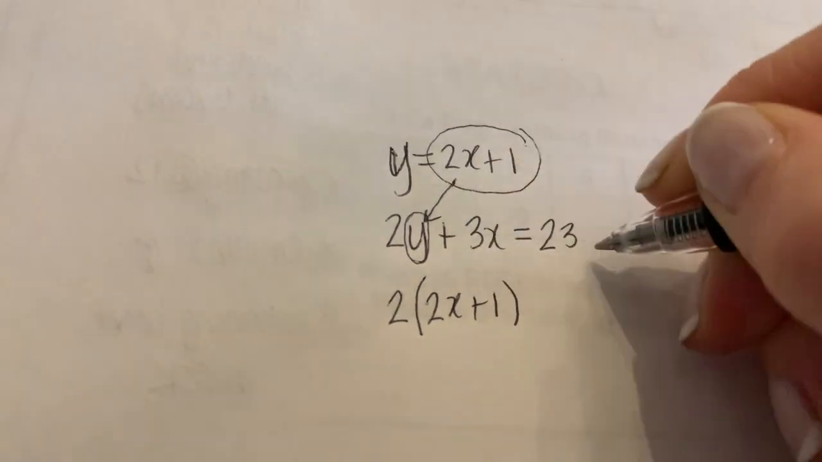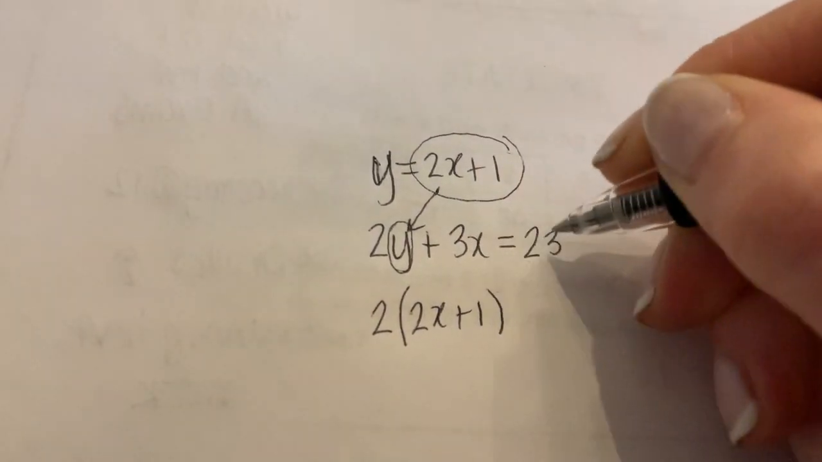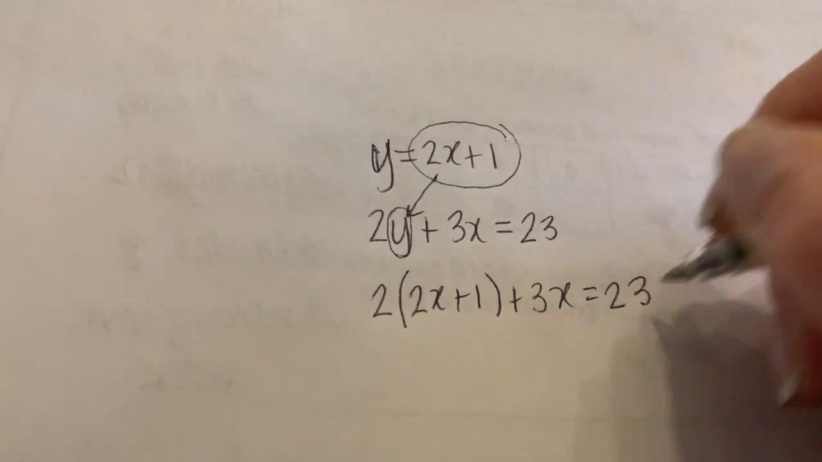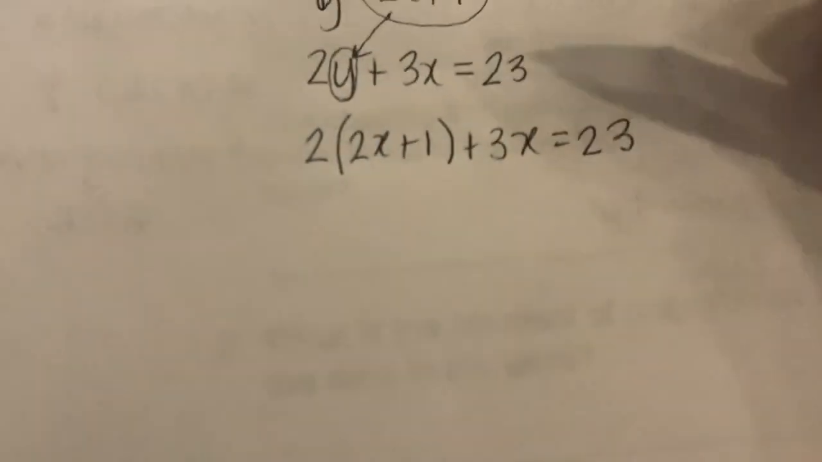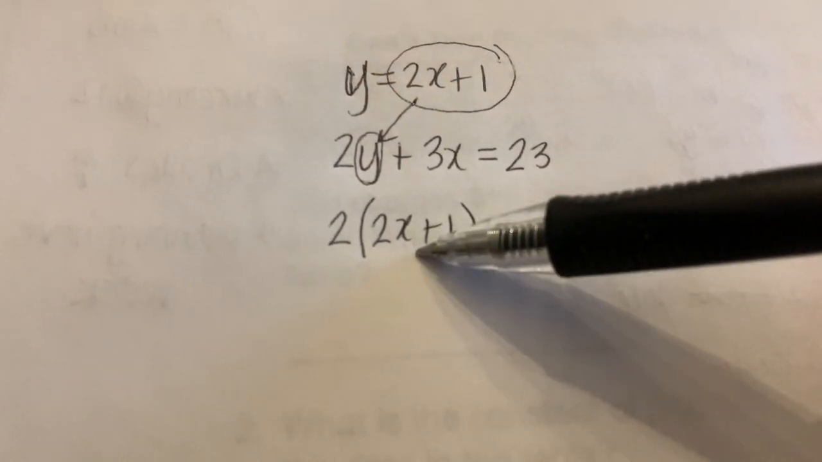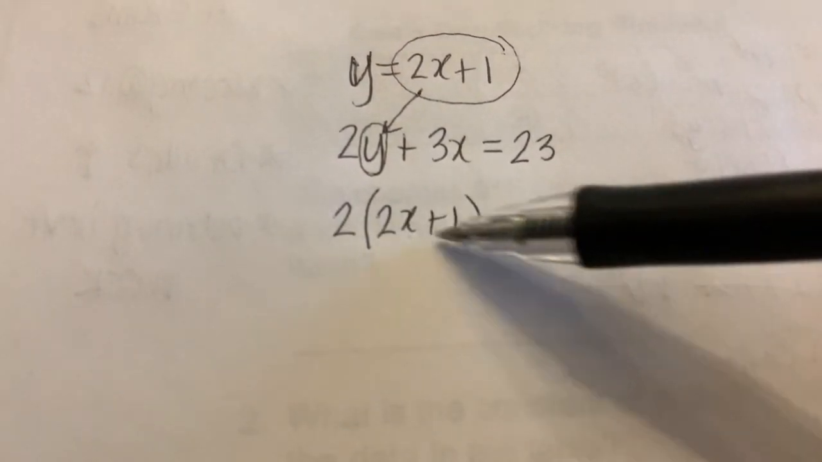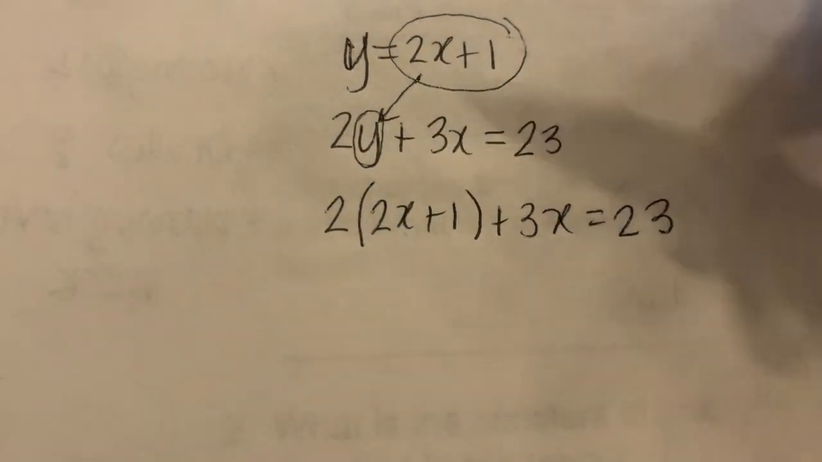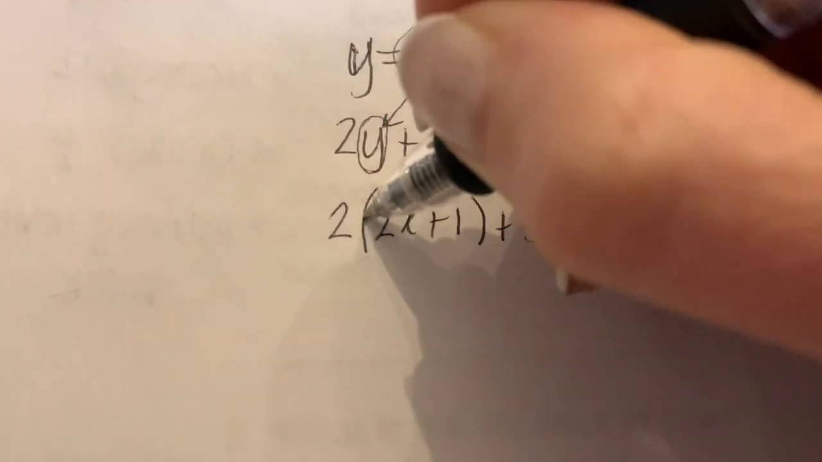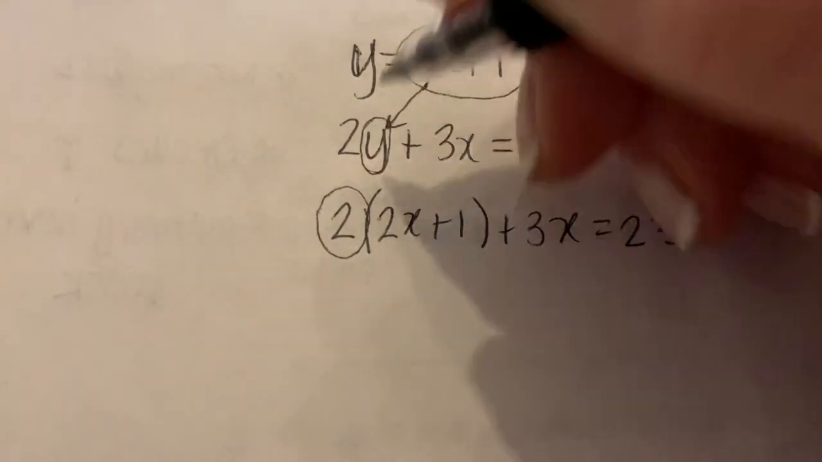Okay, and then you rewrite the rest of the equation. So plus 3x equals 23. So this is what I wanted to show you. Sometimes, and a lot of times actually, when you have to substitute, you're gonna end up needing to distribute here. You can't just get rid of anything. Remember, married, single, do not mingle. So in order to do anything with this 2x plus 1, you have to distribute the 2. You gotta get rid of the parentheses first.